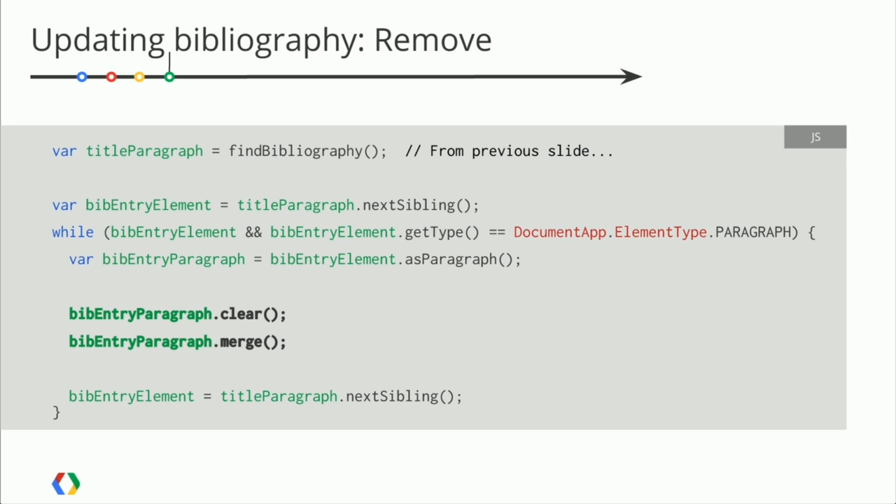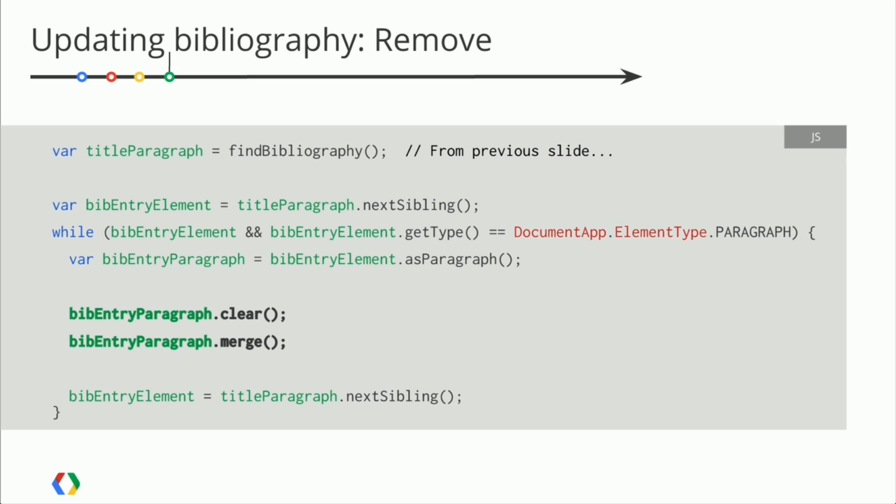We start out with the title paragraph that we had previously, and now we do another while loop, but this time we're not finding elements. We're looking at the next sibling element. Again, if you've worked with the document tree in HTML with jQuery, for example, this should be somewhat familiar. And if not, basically a sibling element is just the element in the document that comes immediately after the bibliography title. So we do this, and now we want to remove that paragraph, that first bibliography entry after the title from the document. So how do we do this?